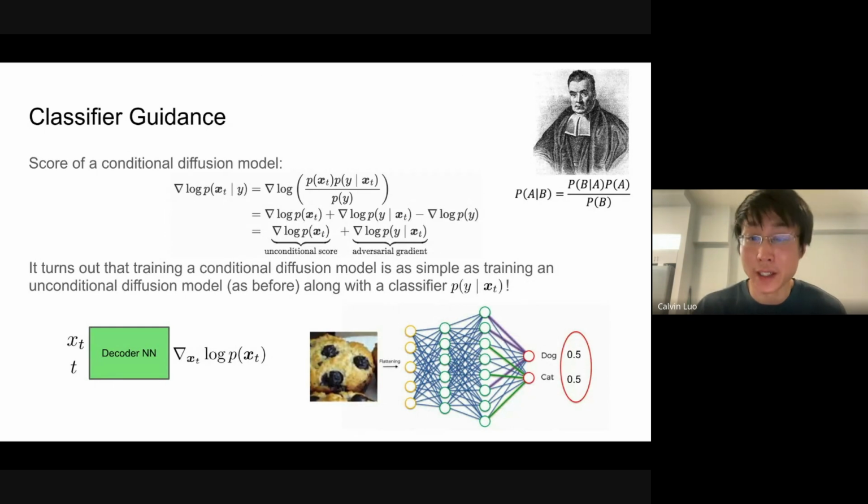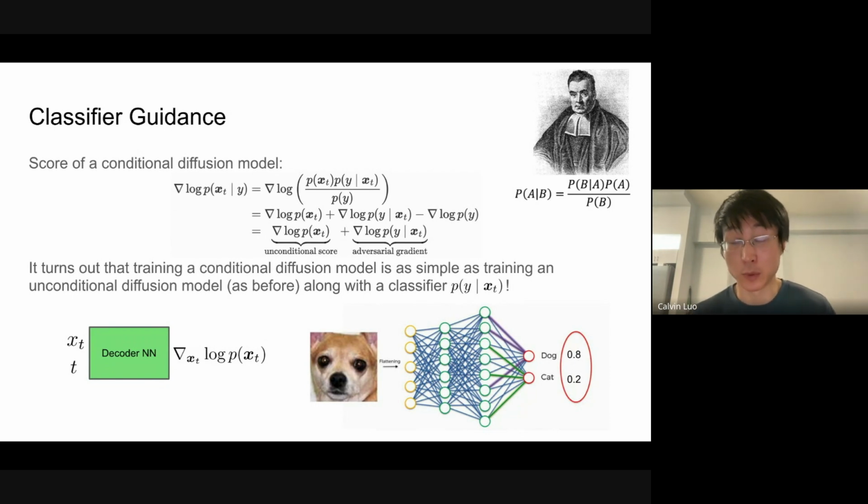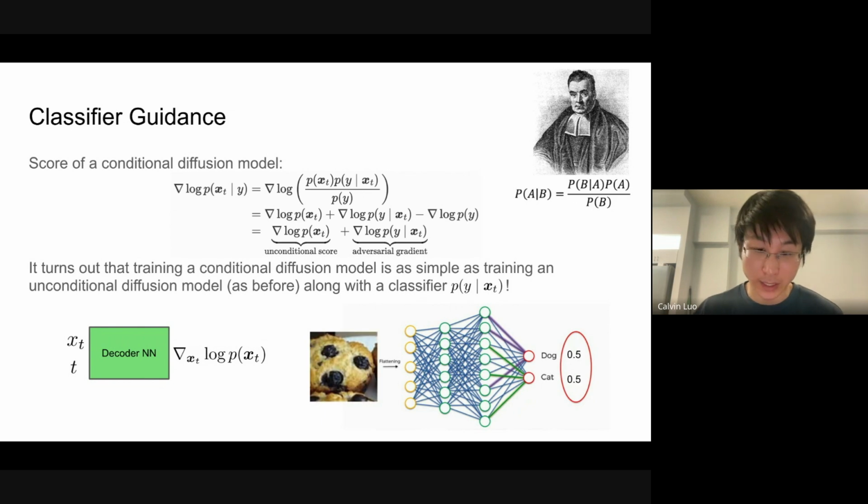And what does taking the adversarial gradient of this classifier mean? Well, the adversarial gradient is computed with respect to xt. So for a given image, let's say we have this blueberry muffin image, the logits for a very simple classifier are dog 0.5, cat 0.5, very confused. What the adversarial gradient says is how do we adjust this muffin image such that the correct label, dog, is predicted with higher likelihood. Basically, it's like pixel-wise adjustments to this muffin image to be more dog-like, such that the label for dog is predicted with higher likelihood.